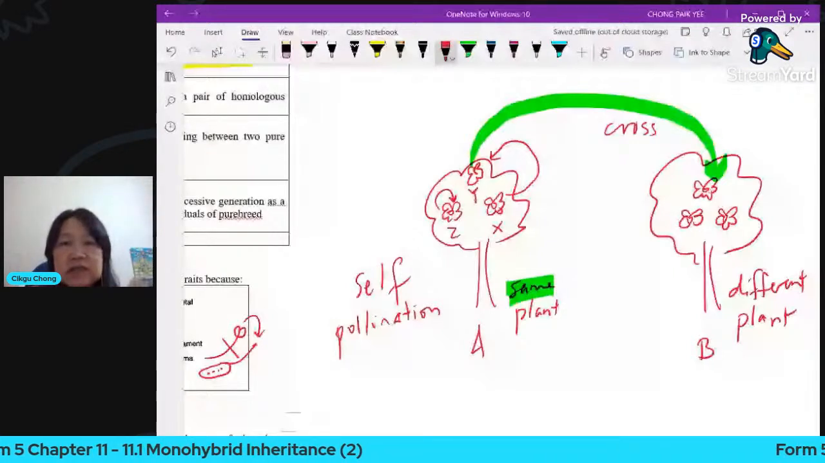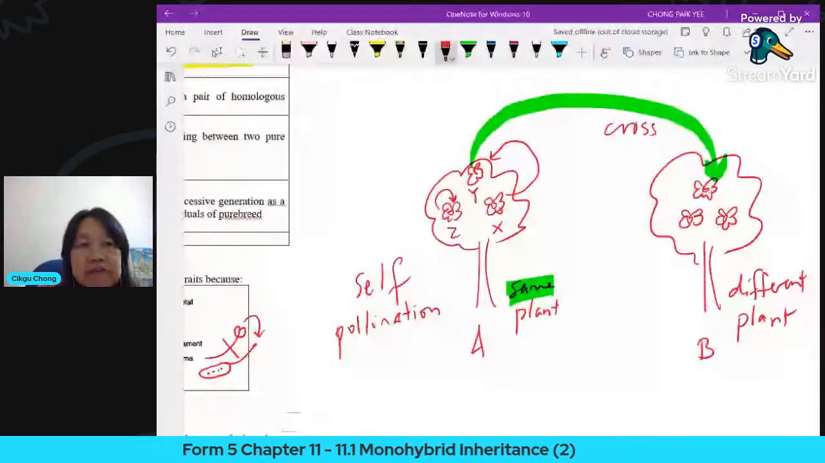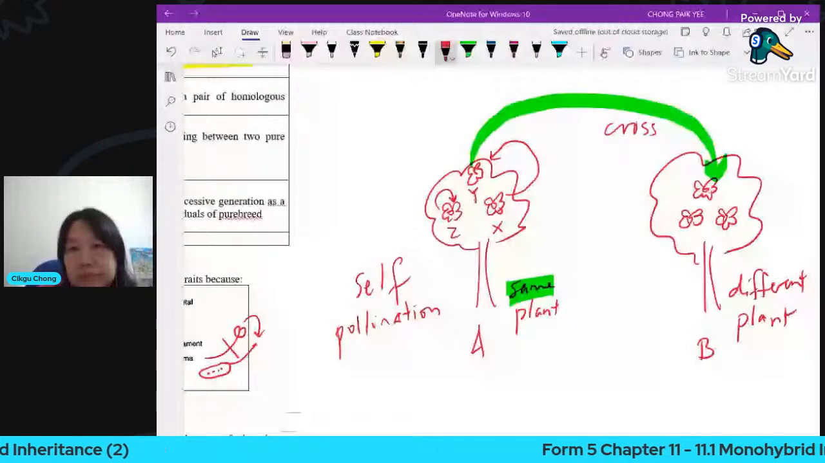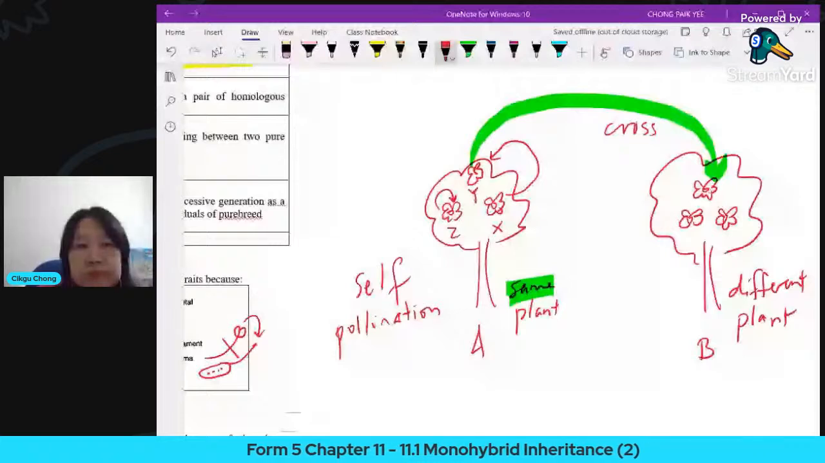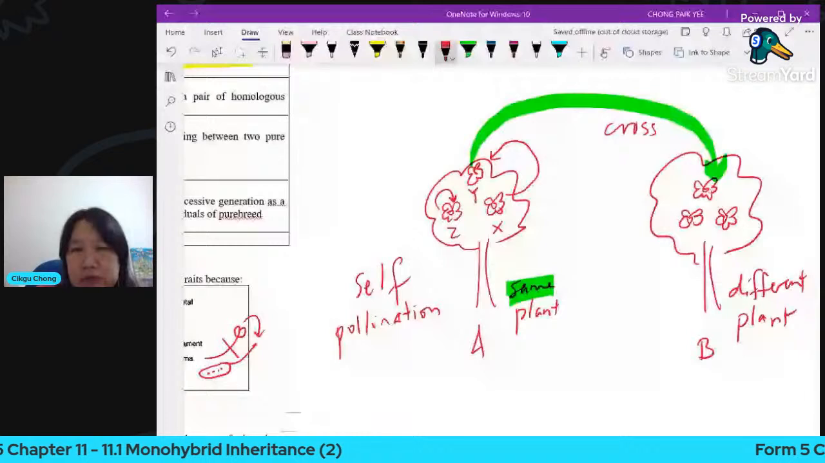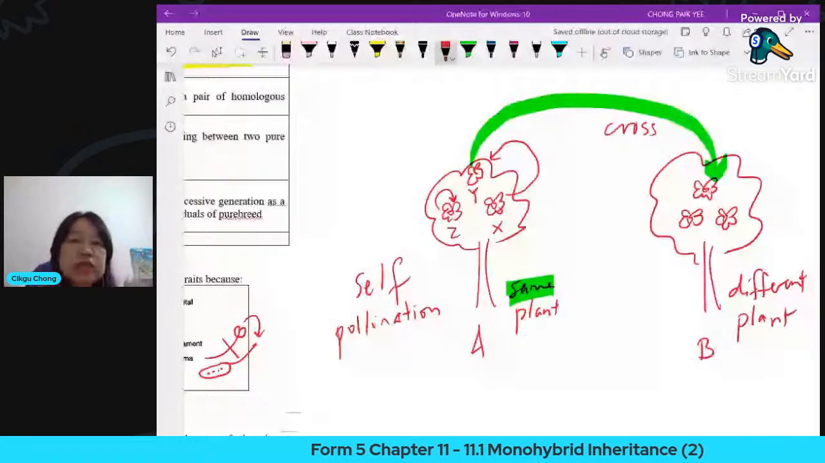Okay, so let's look at the definition. Self-pollination is a process where a plant fertilizes itself without the involvement of another plant. So that is the same plant. It can be a different flower, same plant. So now when he started his investigation, he started by using pure breeding pea plants. Now, what is the meaning of pure breeding? Pure breeding means that if I say that plant is a pure breed, that plant has only the gene for a certain trait.